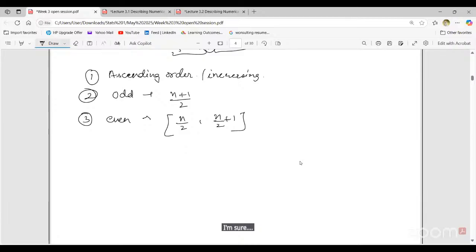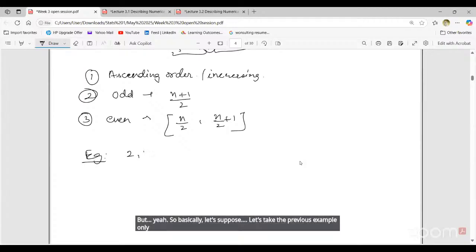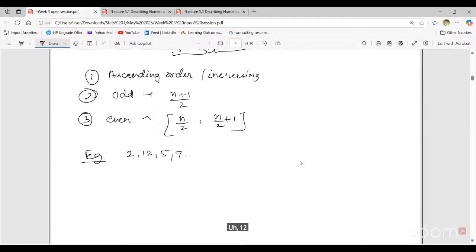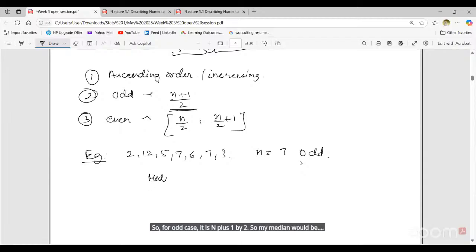Ma'am, can you show some examples, please? Yeah. So basically, let's take the previous example only: 2, 12, 5, 7, 6, 7, and 3. Now, what is n here? 1, 2, 3, 4, 5, 6, 7. So 7 is basically an odd number of elements. So for the odd case, it is (n plus 1) by 2. So my median would be (7 plus 1) by 2, which is 8 by 2, which is 4. So I would be looking at the fourth term.